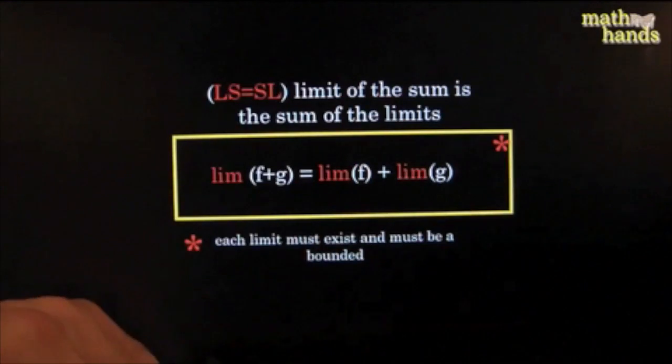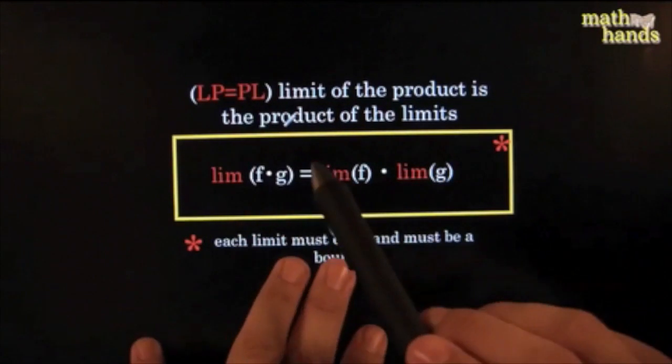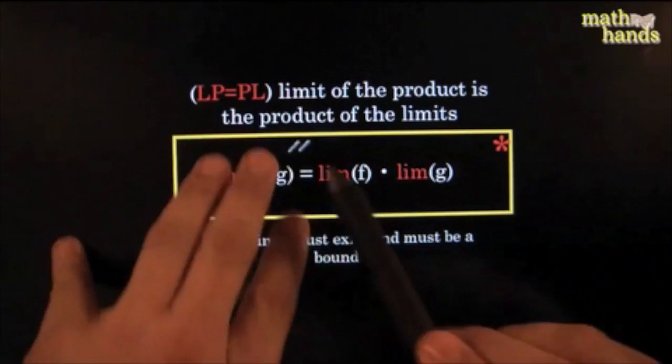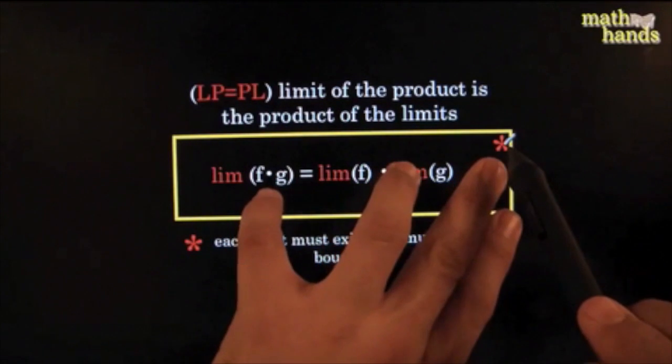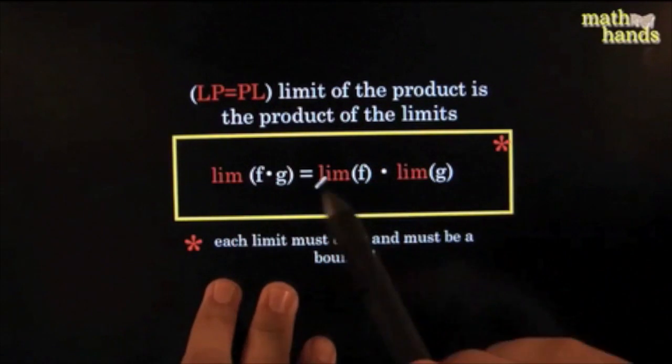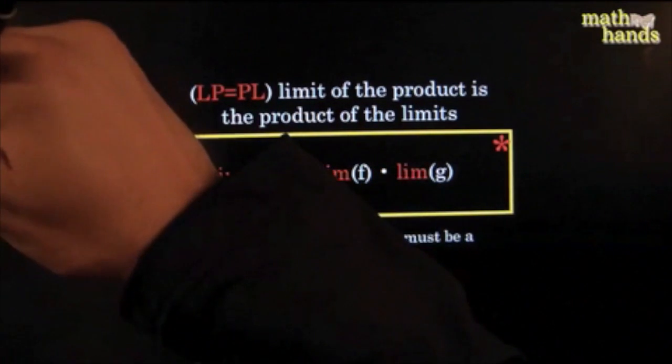And then there's other ones that are super famous. You can imagine the limit of the product is the product of the limits. Same thing, you can distribute it to each of them. And of course you've got the all-important disclaimer. Each one must exist and be finite.